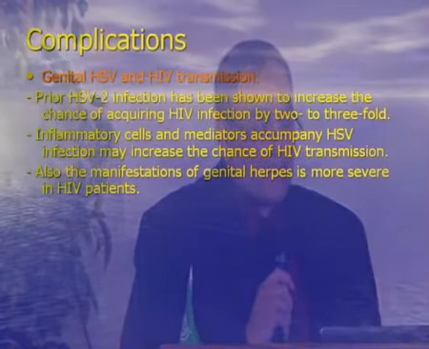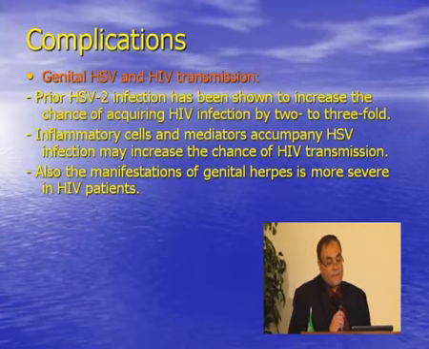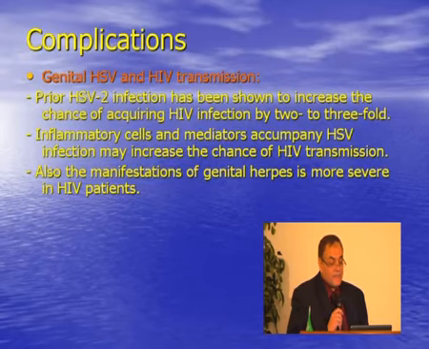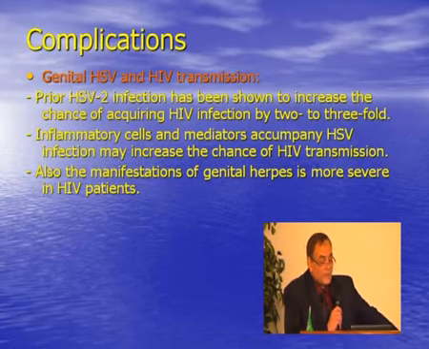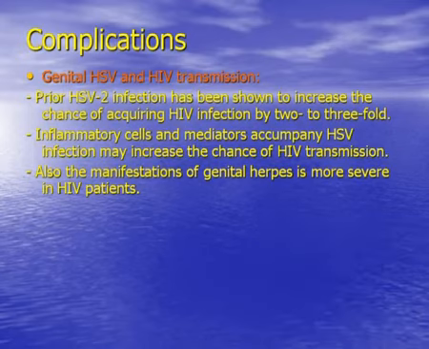There is a relationship between genital herpes simplex virus and HIV transmission. Prior herpes simplex virus type 2 infection has been shown to increase the chance of acquiring HIV infection by 2 to 3 folds. This may be due to the inflammatory cells and mediators which accompany the herpes simplex virus infection, which may increase the chance of HIV transmission. Also, the manifestation of genital herpes is more severe in HIV patients.